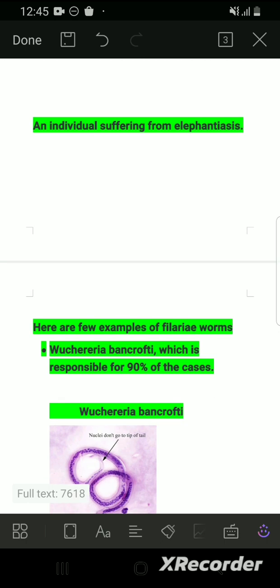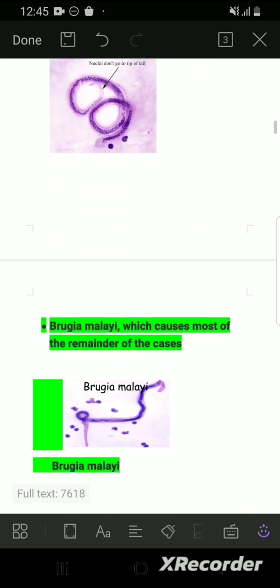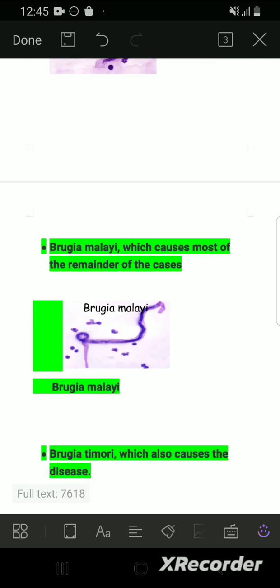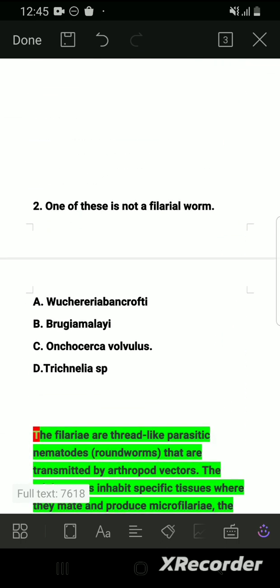Here are a few examples of filarial worms. We have Wuchereria bancrofti, which is responsible for most cases, and also we have Brugia malayi, which is responsible for other cases, and also we have Brugia timori, which causes less of the disease state. So now in the options we have Wuchereria bancrofti, which is actually one of the filarial worms, and Brugia malayi, actually one of them. Then Trichinella species is a nematode thread-like worm, so it's actually part of the filarial worms.